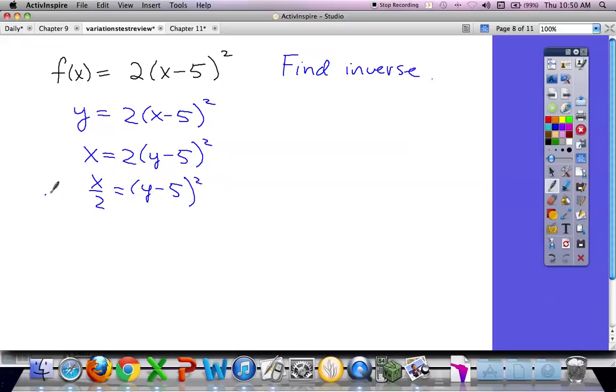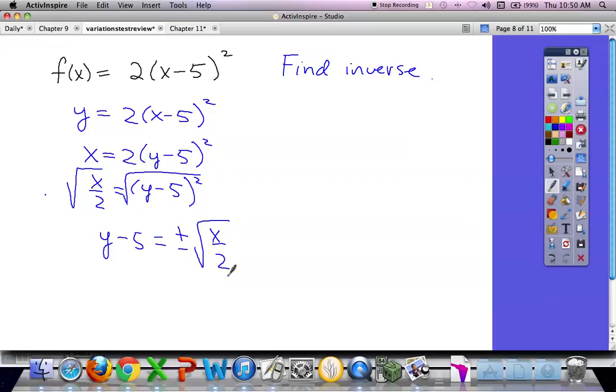Okay, now I've isolated this y minus 5 squared. How do I turn that into a y minus 5? Take the square root of both sides, right? So square root, square root. So now we've got y minus 5 equals plus or minus the square root of x over 2.